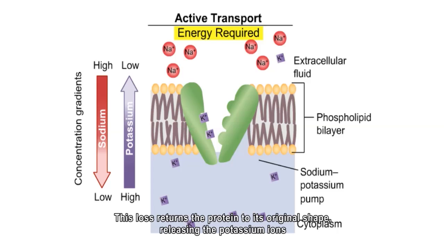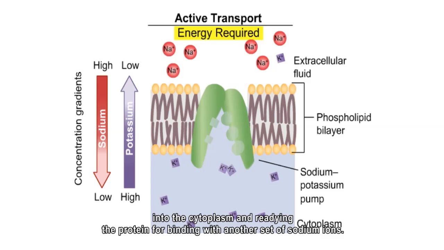This loss returns the protein to its original shape, releasing the potassium ions into the cytoplasm and readying the protein for binding with another set of sodium ions.